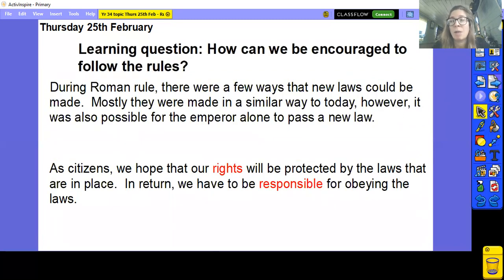During Roman rule, there were a few ways that new laws could be made, and mostly they were made in a similar way to today, where they would have to be agreed by a group of people. However, it was also possible for the emperor alone to pass a new law. So if the emperor decided he wanted this law, he could just do that, and obviously that's going to create problems. So as citizens, we hope that our rights will be protected by the laws that are in place, and in return we have to be responsible for obeying the laws. So there are those two words again, rights and responsibilities.